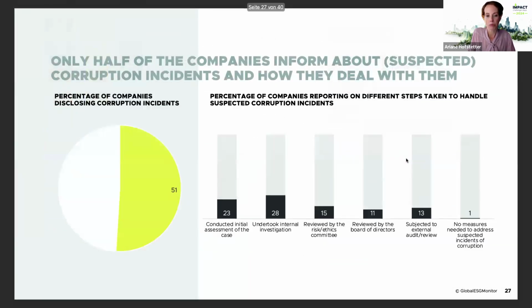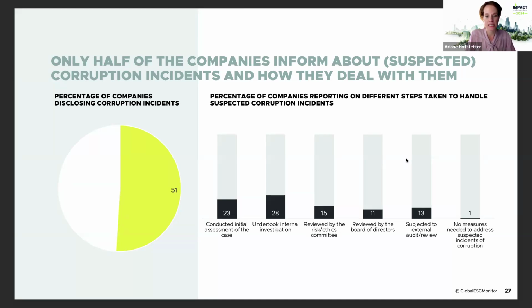The second thing when it comes to corruption and bribery is to talk about incidents. So if you have no incidents, we have to say that, as well as if incidents have occurred. Only 51% of the companies do this so far.